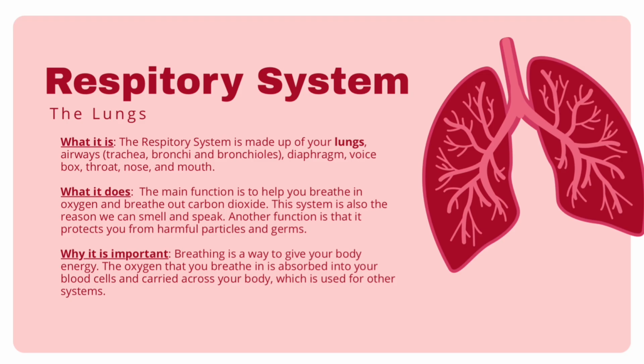Respiratory system. This is our lungs. So what is it? The respiratory system is made up of your lungs, air, throat, trachea, bronchi, and bronchioles, our diaphragm, our voice box, throat, nose, and mouth. What does it do? The main function is to help you breathe in oxygen and breathe out carbon dioxide. This system is also the reason that we can smell and speak. Another function is to protect you from harmful particles or germs. That is why we cough. That is the system keeping you safe.